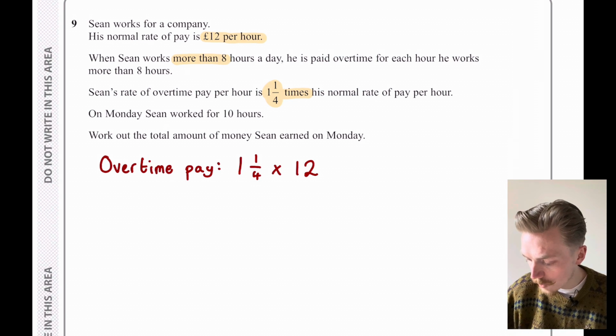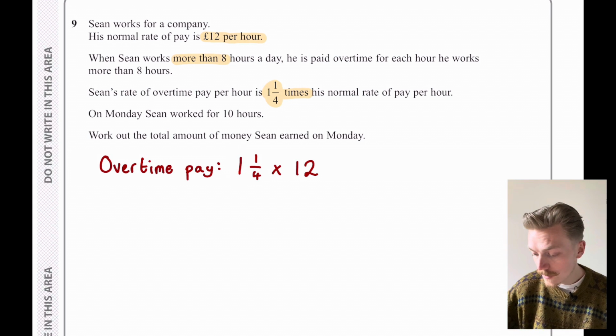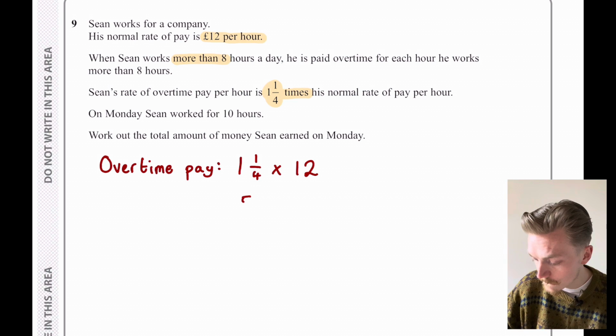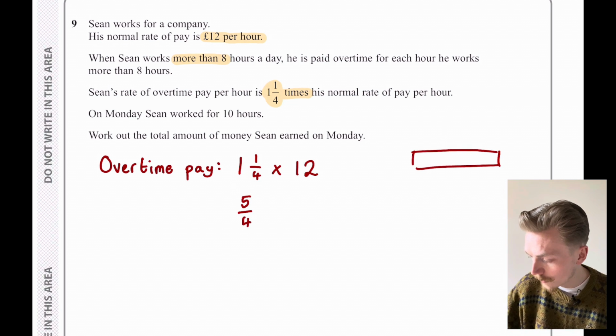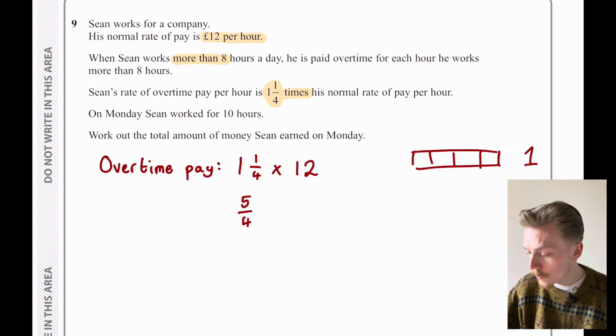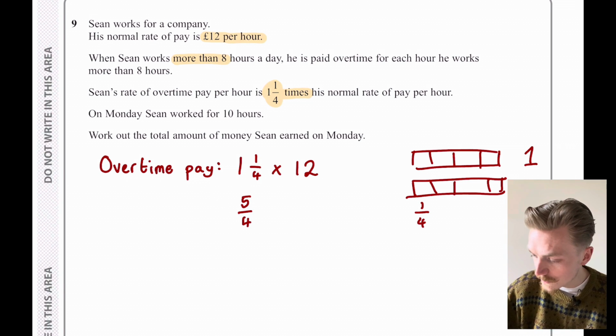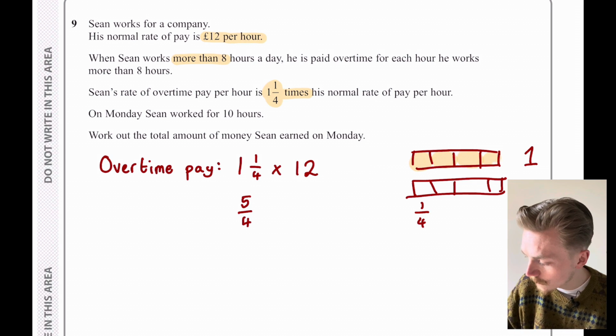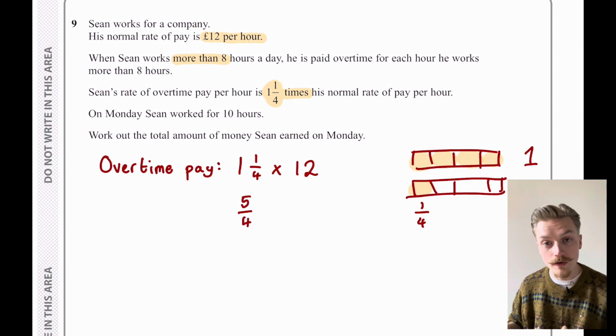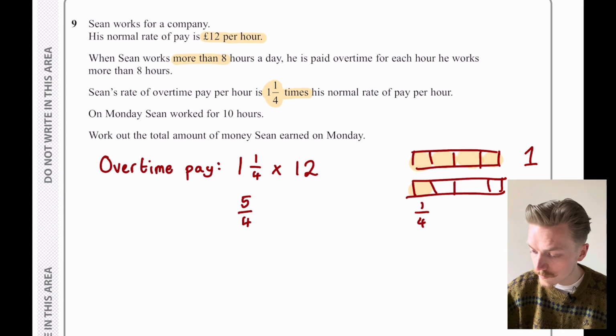So in this 1 whole, I've got 4 quarters. Then I've got 1 extra quarter here, so altogether I've got 5 quarters. The reason for that is this is my 1 whole. If I split that into quarters, you can see I've got 4 of them. And then I have an extra 1/4 here, which is this little bit next to it. So if I highlight all 4 of them in my 1 whole, then 1 extra, I've got 5 quarters in total.